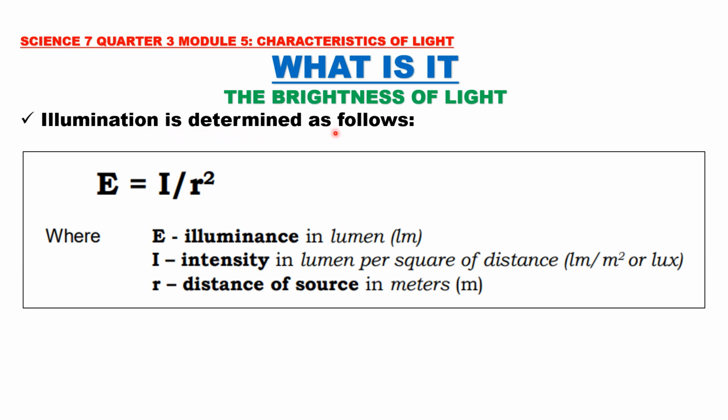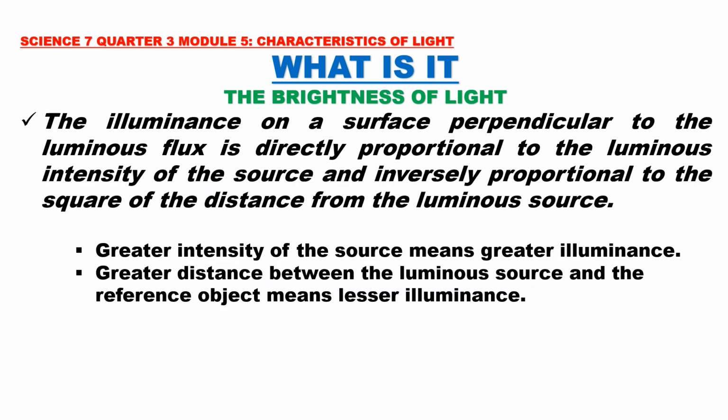Illumination is determined as follows. E equals I divided by R squared, where E stands for illuminance, which is measured in lumen, symbol small letter l, small letter m. I is for intensity, measured in lumen per square of distance, or small letter l, small letter m, slash m squared, or lux. R stands for distance of source, which is measured in meters. Symbol, small letter m.